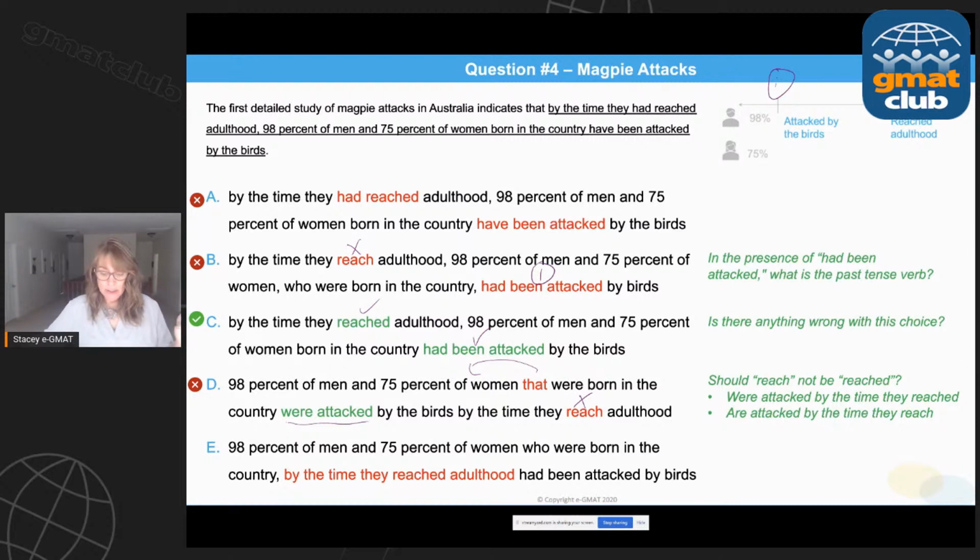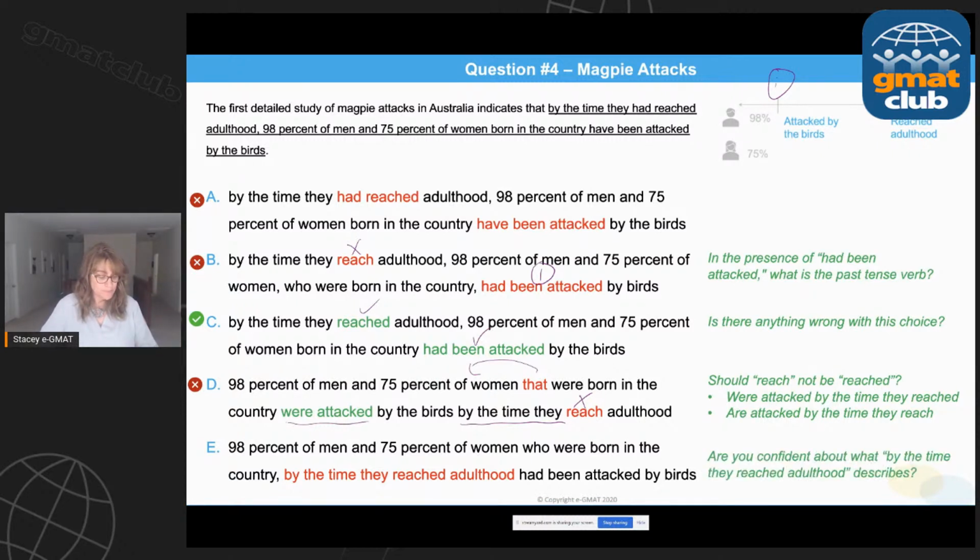Now, if you're asking yourself, well, why can we use "were attacked" and why would "reached" be okay? Remember what I said earlier. "By the time" here is a time marker, okay? It's a sequencing marker. So when we have sequencing markers, it makes the past perfect optional. So we could just use "were attacked by the birds by the time they reach." So we could just use two simple past tense verbs and it would be okay because we have that time marker right there and that clarifies the sequencing. But we have these other errors introduced, okay? So we can't go with that here.